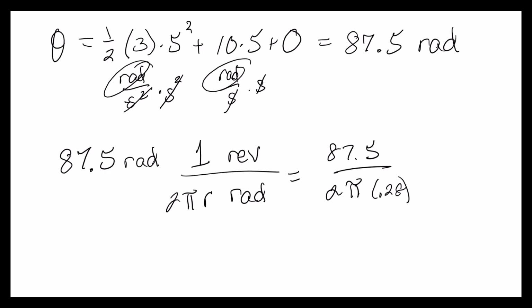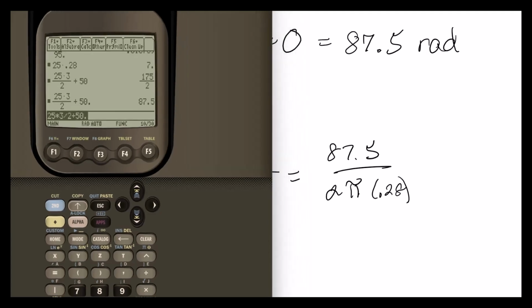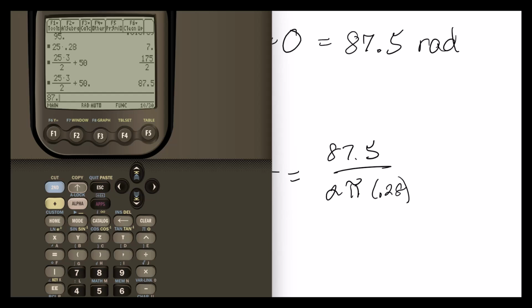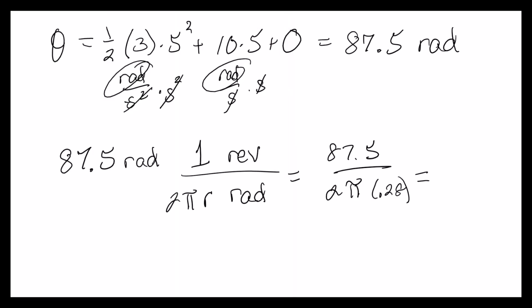So I've got 87.5 divided by 2 times pi, times 0.28. And that's 49.8 or 49.7 revolutions. So basically the tire turns essentially 49.7 times. It makes 49.7 full revolutions in order to get where it's going.